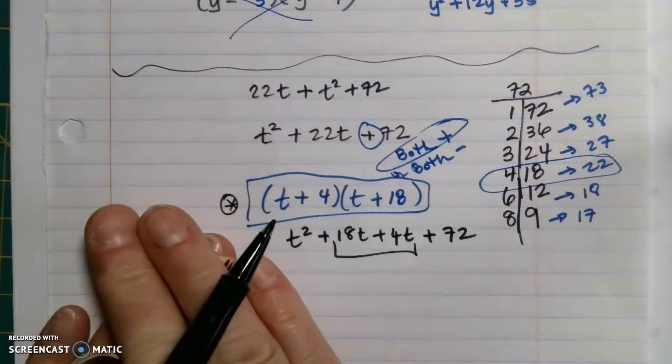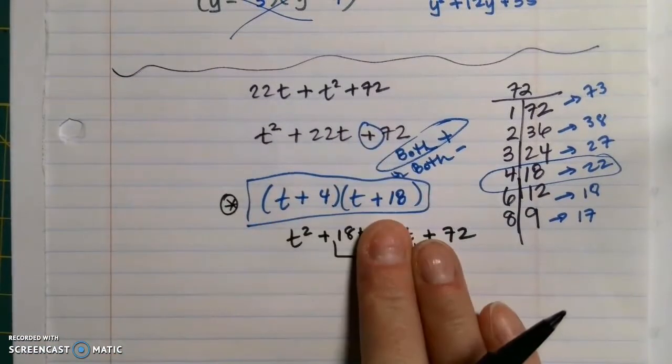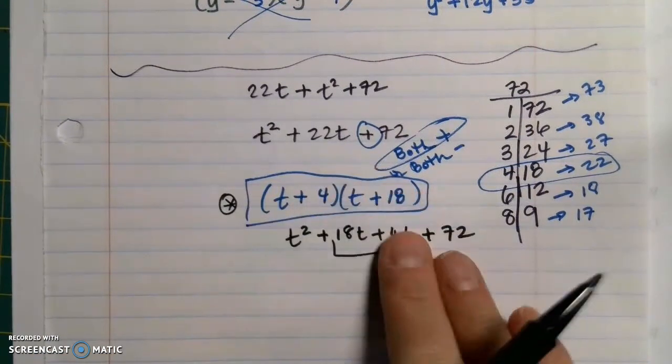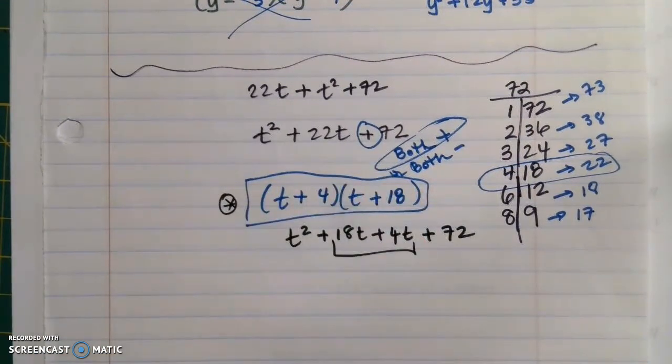And again, you could interchange those completely. So the first binomial could be the t plus 18, and the second binomial could be the t plus 4. That won't change the final answer there. You'll still get that middle term being 22t, and then the other two terms being the t squared and the 72.